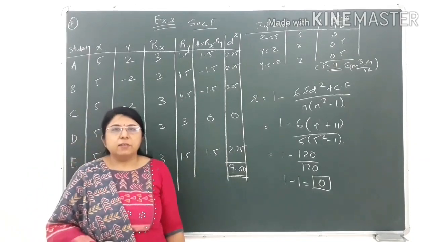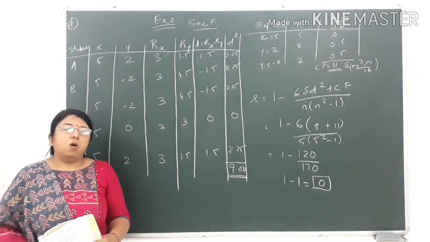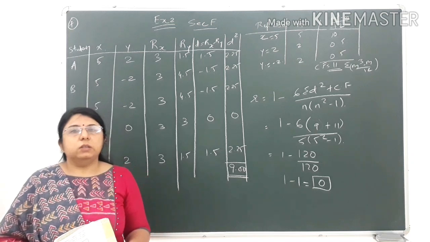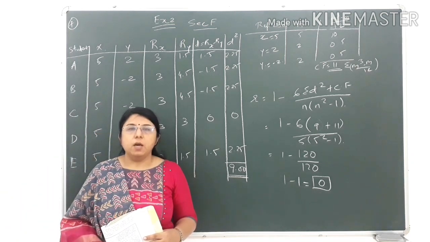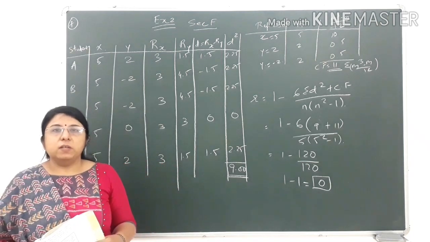Students, in the last video lecture, I had completed exercise 2.3 of your textbook, that was totally based on the third method of correlation coefficient, that is Spearman's rank correlation method, in which the last sum that we had done was based on CF.